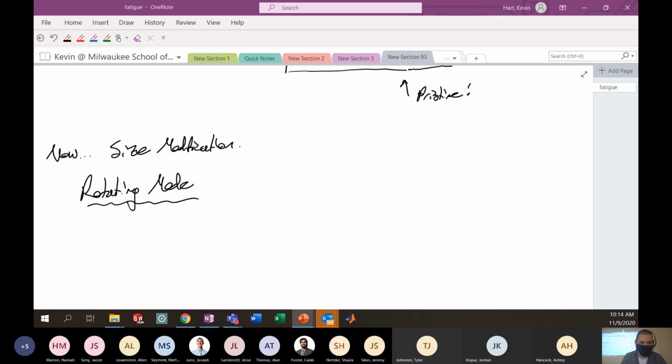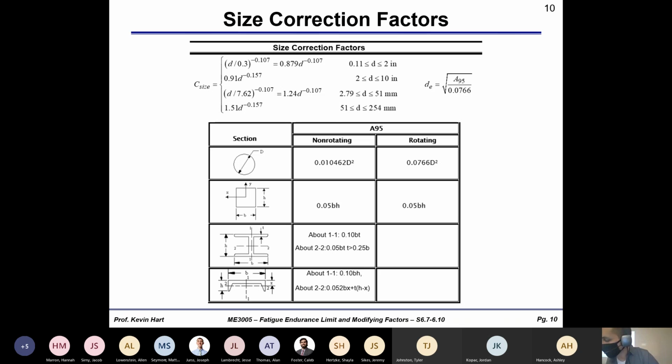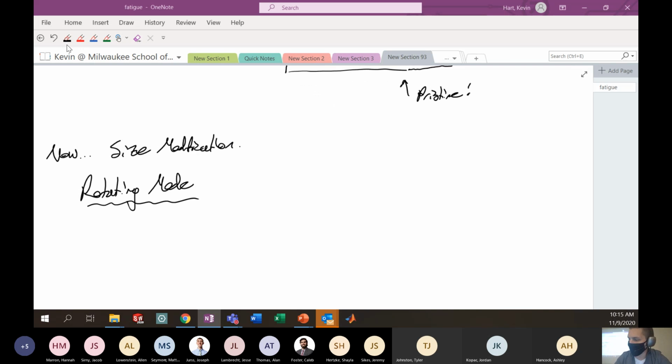Okay. So what we want to do is look at our size correction factor. And that, again, is in your equation sheet, and it looks something like this. So this particular problem, we have a circular cross section, and we're going to investigate the non-rotating and the rotating modes. So we're going to have 2 values for this A95 that go into calculating the effective diameter of this piece based on the type of loading. So we're first looking at the rotating bending mode. So let's attack that. We'll see that this A95 variable, which feeds into the diameter, is going to be 0.0766 times the diameter of the shaft squared. So that's what we're going to go with here.